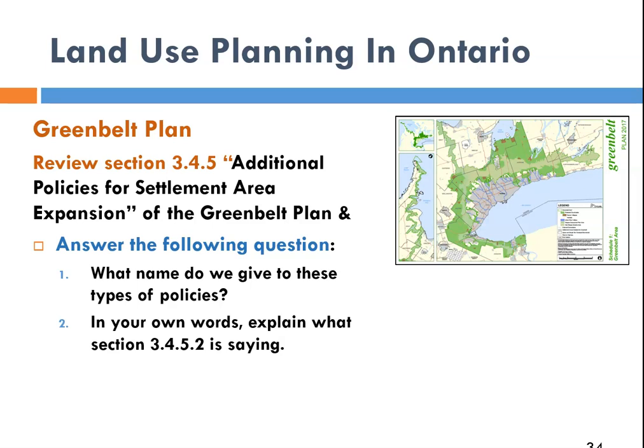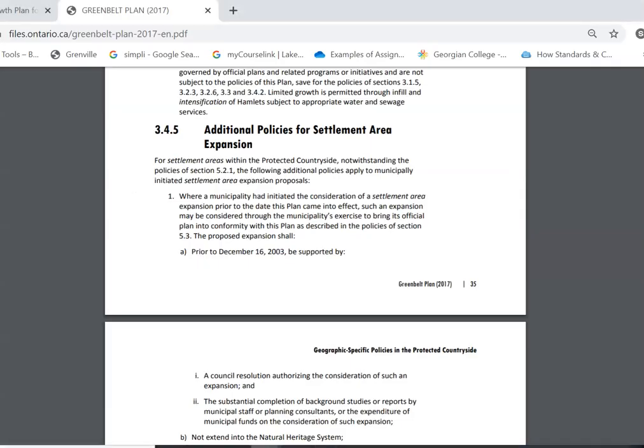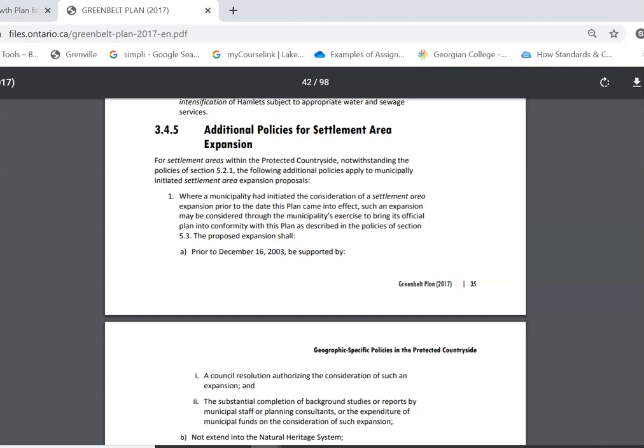So I'd like you to have a look at section 3.4.5. And if you just want to pause the video as you review that, I want you to think about what is the context that we're using within this specific section of the planning document. So I have as a first question here, what's the name we give to these types of policies? And have a look specifically at what it's saying within subsection 2 of that section. So the nomenclature is terrible here, but it's 3.4.5.2. All right, and have a look at some of the wording there and see if you can explain that in your own words.